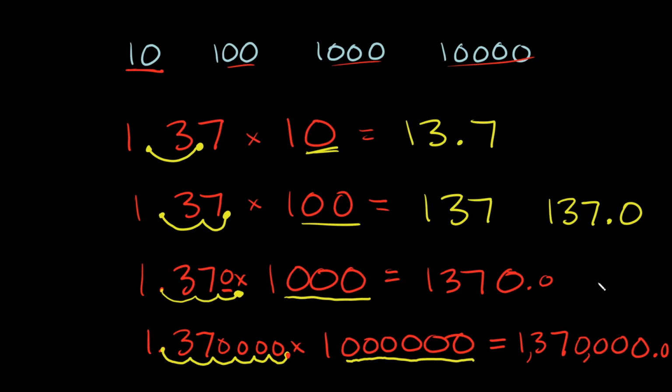All right, guys, so that is your shortcut way of multiplying a decimal by a power of 10. So I hope the example was helpful.